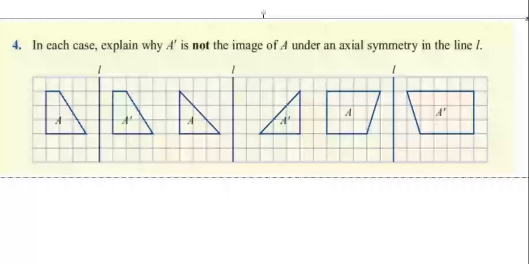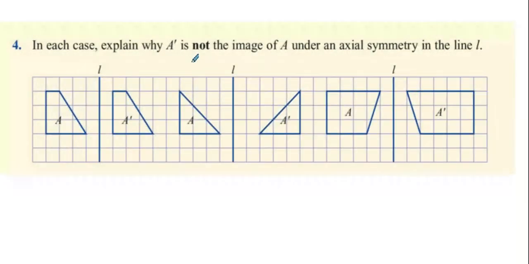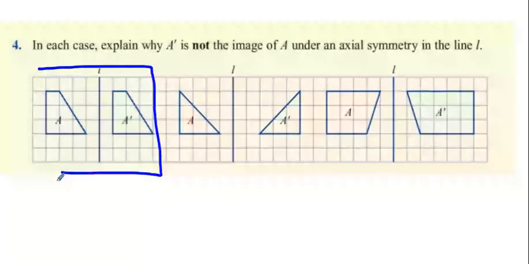Okay, so question 28, exercise 28.2, question 4. Explain in each case why A dash is not the image of A under axial symmetry. So we start with the first one. Well, you can see that it's the wrong way around for a start, because it's not a mirror image. So that's the first thing.